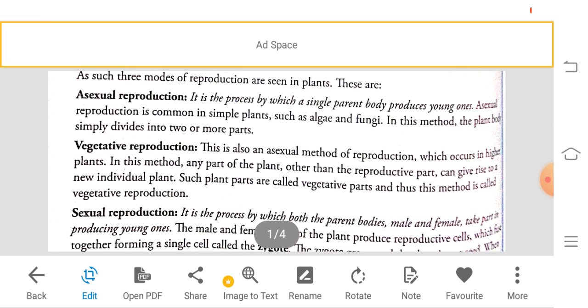Asexual reproduction. It is the process by which a single parent body produces young ones. A process of reproduction in which only one parent is responsible for the reproduction is known as asexual reproduction. It is common in simple plants such as algae and fungi. In this method, the plant body is simply divided into two parts. So what is asexual reproduction? It is a reproduction in which only one parent is responsible for producing the young, and it is common in simple plants like algae and fungi.